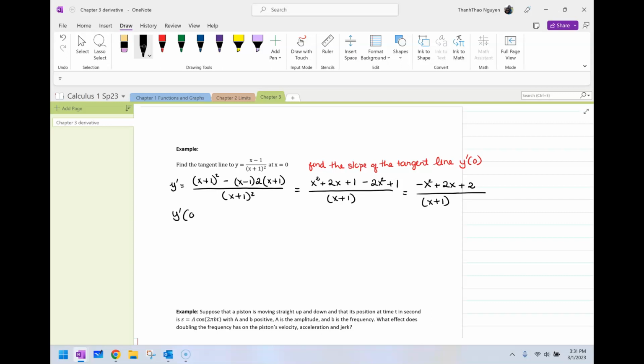So y prime of 0 equals 2. Now y equals mx plus b. We have m equals 2, and we need to find what y of 0 is. y of 0 equals negative 1. So negative 1 equals 2 times 0 plus b. b equals negative 1. So the equation of the tangent line at x equals 0 is y equals 2x minus 1.